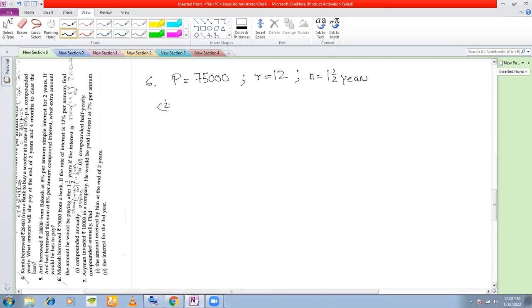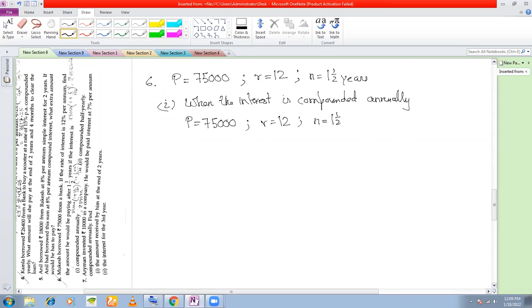For the first one, they have said that when the interest is compounded annually, principal is 75,000, rate is 12, and the time is 1.5 years. Now 1.5 years can also be written as 1 plus half years, right?